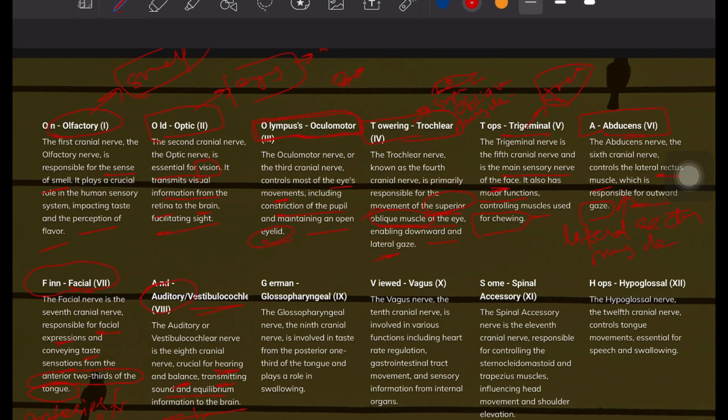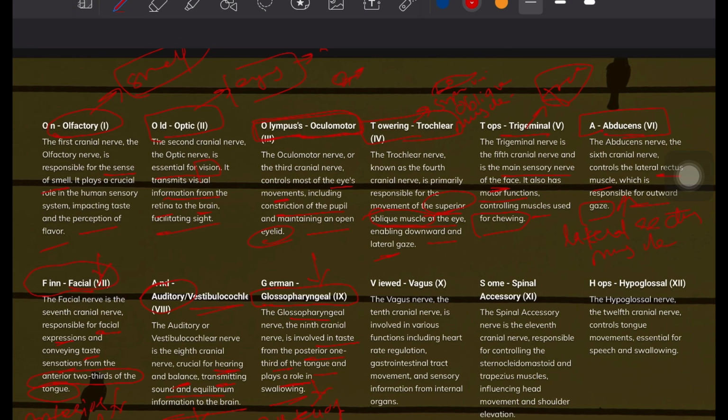Then next is the ninth, glossopharyngeal, G for glossopharyngeal. Glossopharyngeal is related to the pharynx. It is the ninth cranial nerve and is involved in taste from the posterior one-third of the tongue and plays a role in swallowing. See, this is important. This is for the posterior one-third.